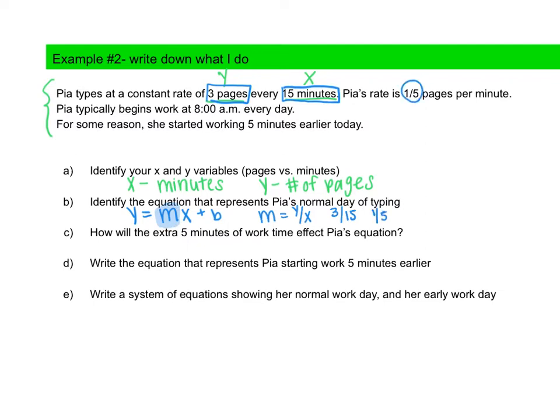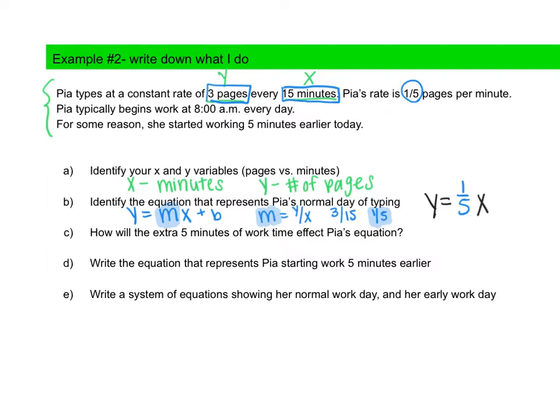And it did actually tell us that in our equation. We didn't have to do the math out, but I wanted to practice showing you. So her rate, or her m, is 1/5. And I'm just going to use that 1/5 to write my equation. So it becomes y equals 1/5 x, because that's my rate. And I don't have a b, so it can either just be plus 0 or plus nothing.